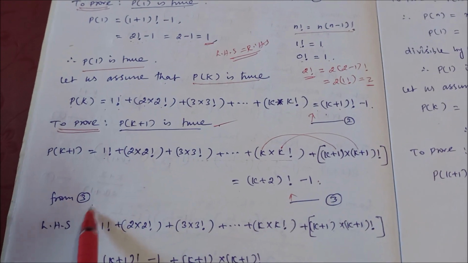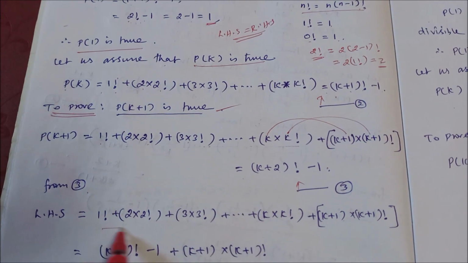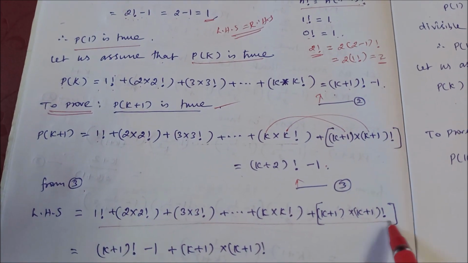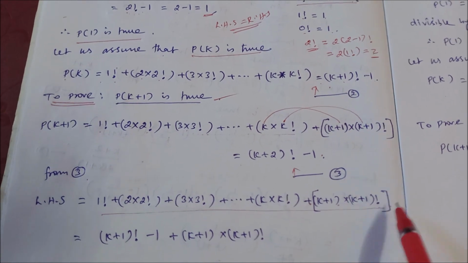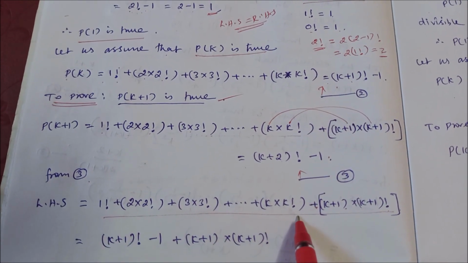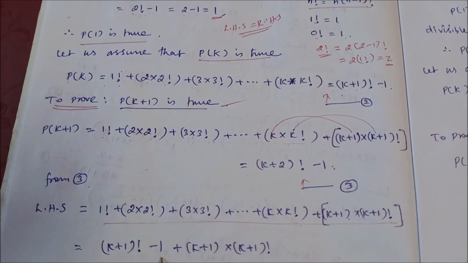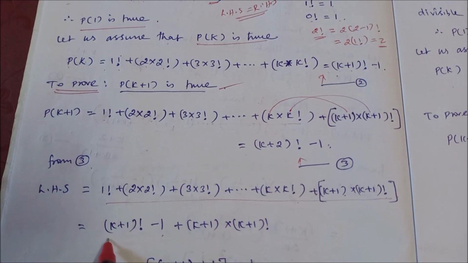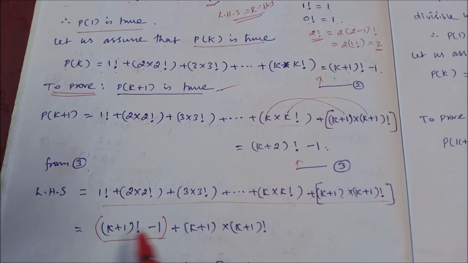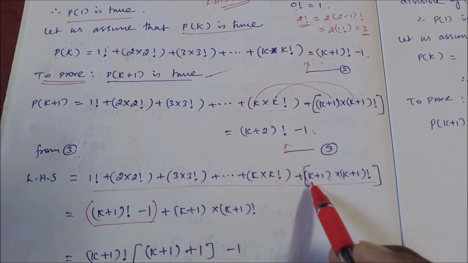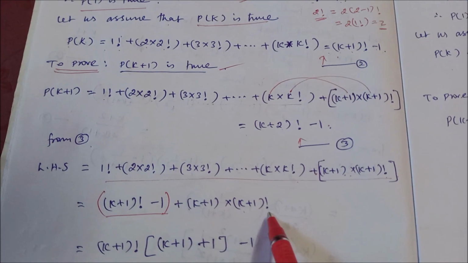From 3, take the LHS term: 1 factorial, 2 cross 2 factorial, 3 cross 3 factorial, up to k cross k factorial, plus (k plus 1) cross (k plus 1) factorial. First these terms are replaced by (k plus 1) factorial minus 1, using the second result. After that, plus (k plus 1) cross (k plus 1) factorial.